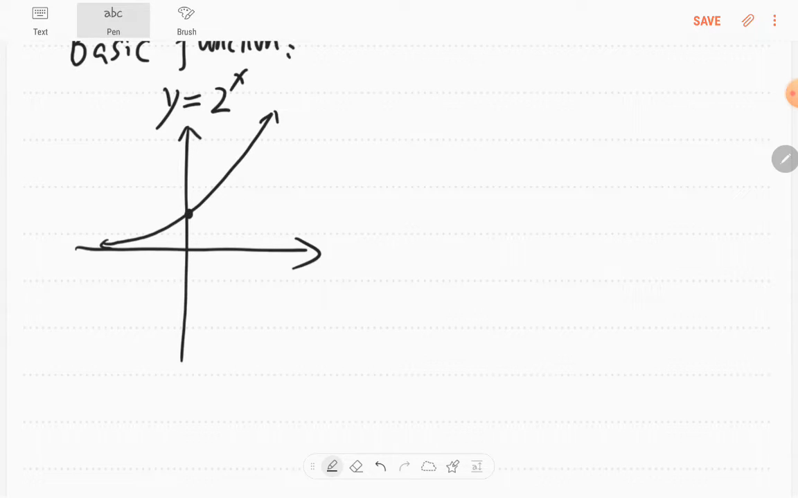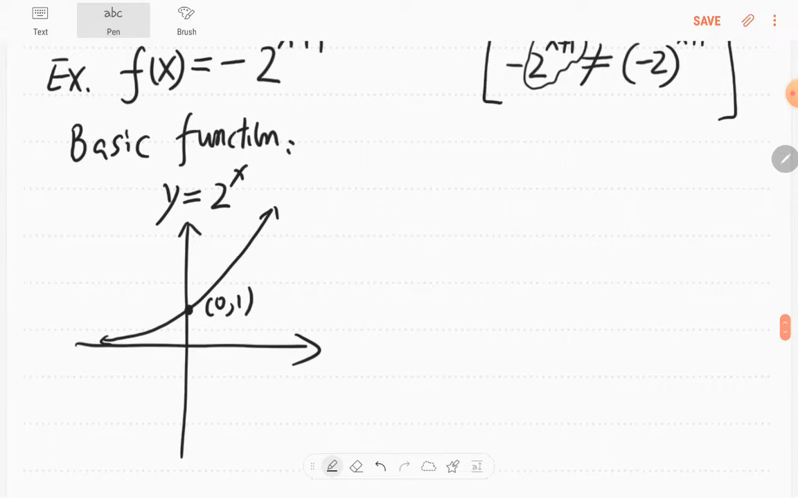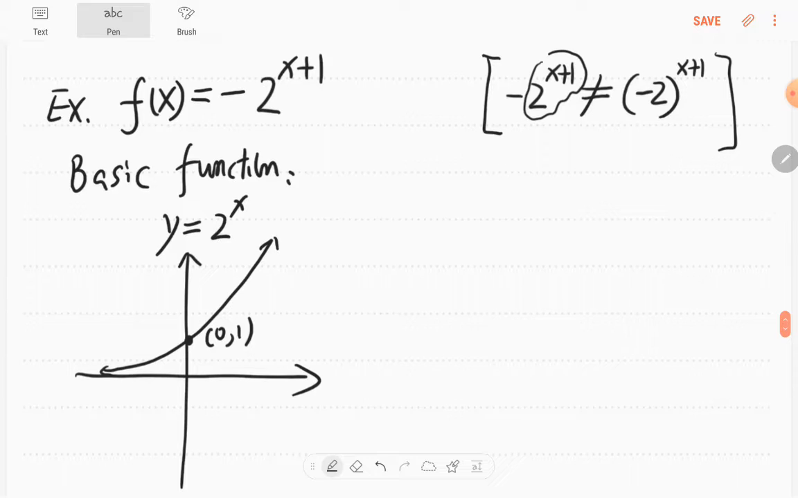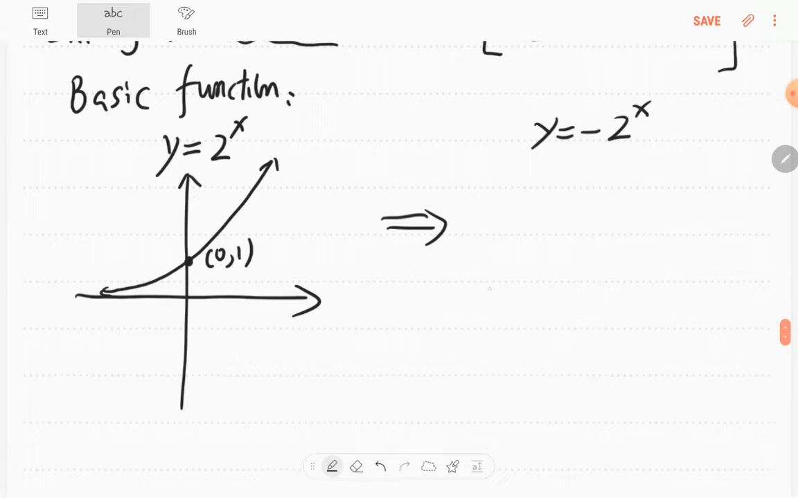It goes through the point (0, 1). We always use this point to locate the position of our graph. Next, let's multiply by -1 to get y equals -2 to the x. Of course, you can look at 2 to the x plus 1 first. It doesn't matter which way you go first, but here I want to use this one.